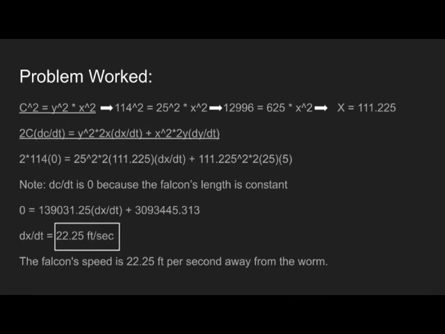Now that we know the basic formulas we use, we simply plug in what we have learned and then we use it to find our derivative of x in relation to t. So, we cannot find the derivative of x in relation to t until we know x. We established this earlier. So we use the Pythagorean theorem that we said earlier to solve for x. Given that c is 114, because that is the length of the Falcon, and 25 is y, because that's what we said, we can solve that x is 111.225.